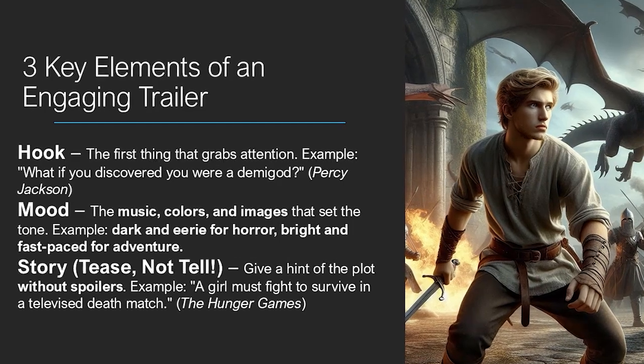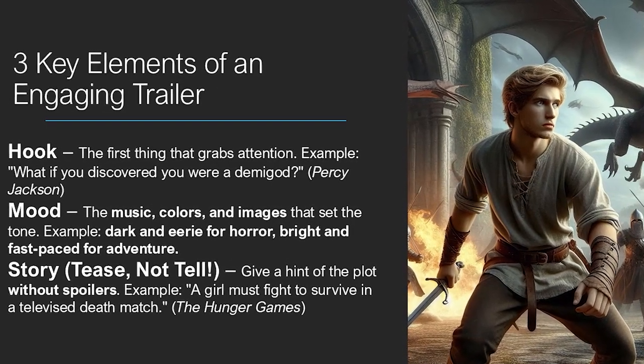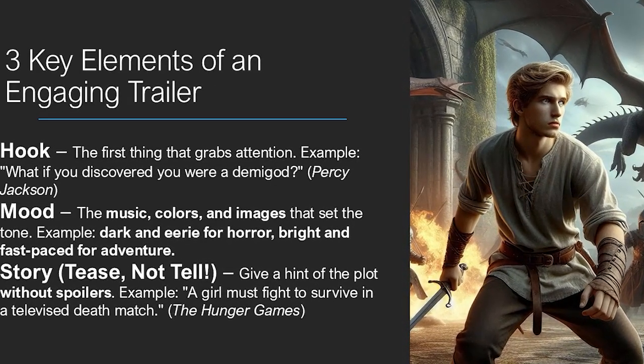So let's talk a little bit about the 3 key elements of an engaging trailer. These are things that I was hinting at a little bit. Your hook is the first thing that grabs attention. The example is, what if you discovered you were a demigod and Percy Jackson? Using a punchy line like that, asking a question, is very attention grabbing, right? You're trying to get that real key element right off the bat in your trailer.